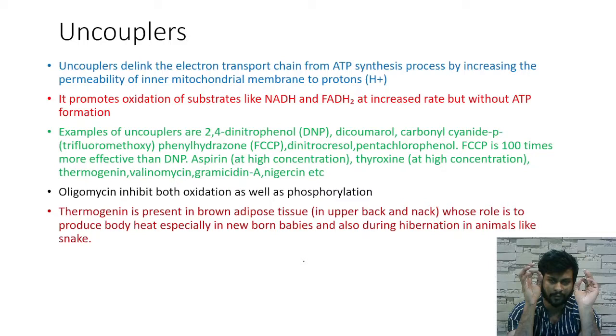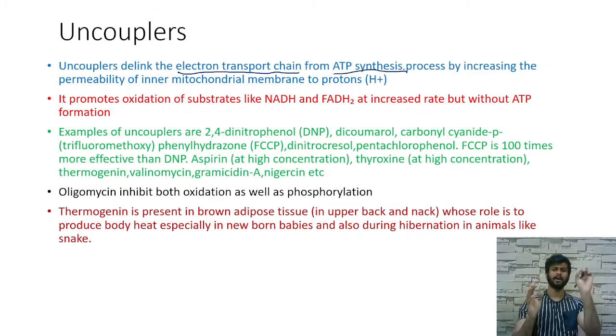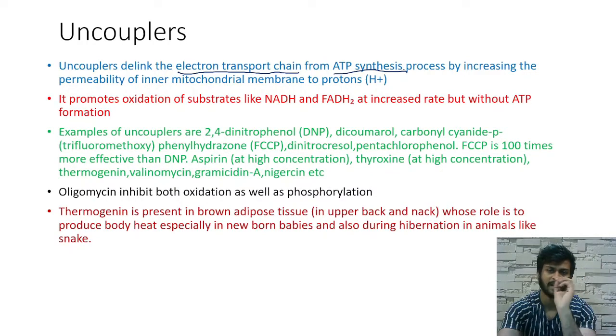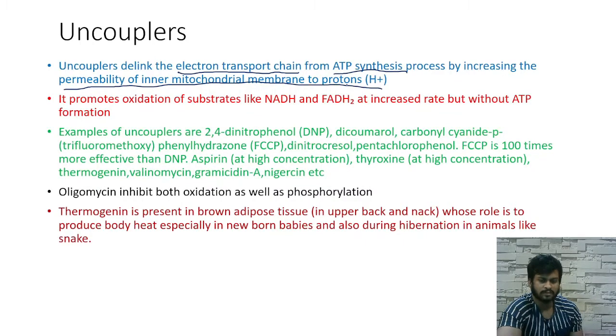But uncouplers will separate these processes. Which process? Uncouplers will separate the electron transport chain from ATP synthesis. So it will de-link the electron transport chain and the ATP synthesis process. It will uncouple or de-link it. So oxidation will occur, but ATP synthesis will not occur. Okay. They do this by increasing the permeability of the inner mitochondrial membrane to protons. This we will study with the help of a diagram in some time.